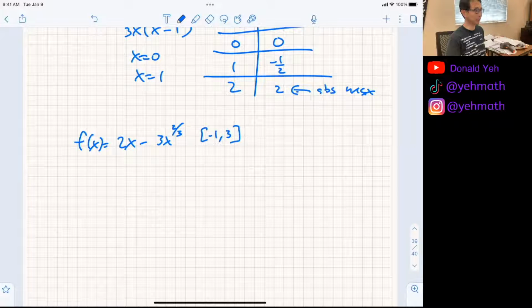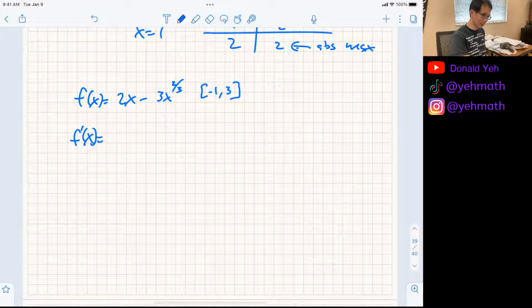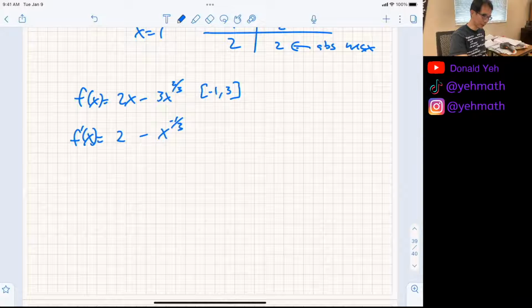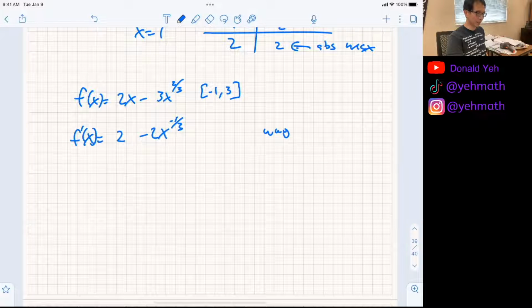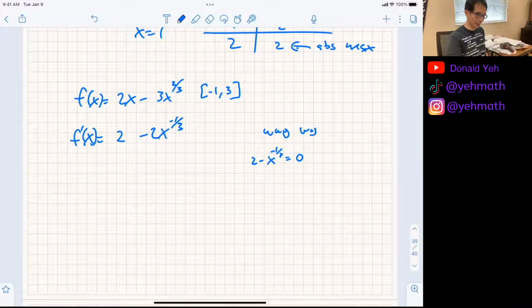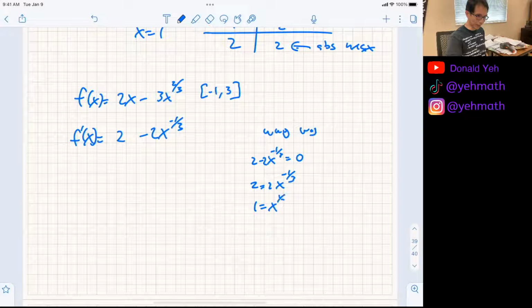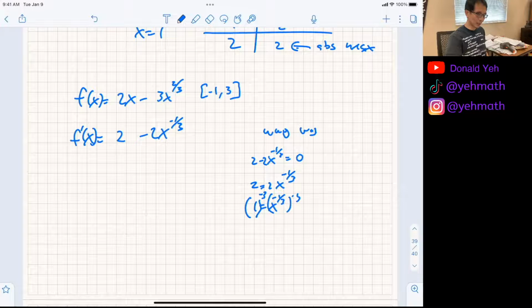You're supposed to find 2 critical numbers instead of 1. The reason there's a small plot twist here is that if I take a derivative, I'm going to get 2 and x to the negative 1/3, with a 2 in the front. Now if you set it equal to 0 here, you will find there's only 1. So this is the wrong way. If I just set 2 equal to 2x to the negative 1/3, you can say 1 equal to x to the negative 1/3, and you do the inverse power, meaning you raise both sides to the -3. And that's x equal to 1. It seems like there's only x equal to 1.